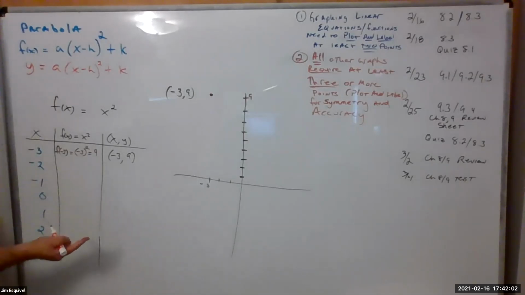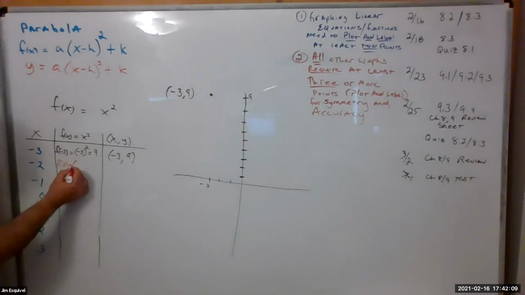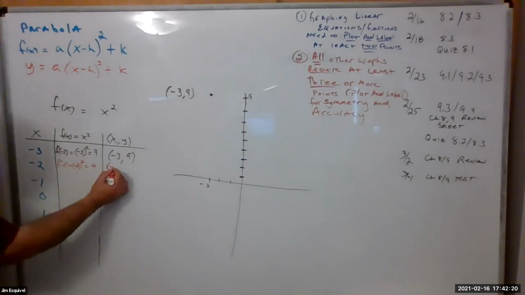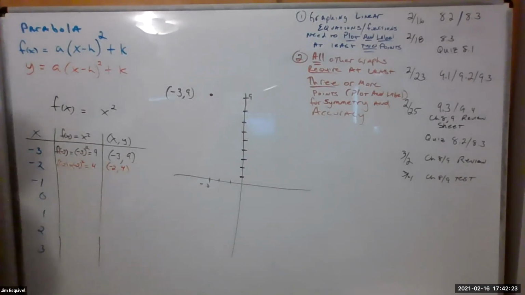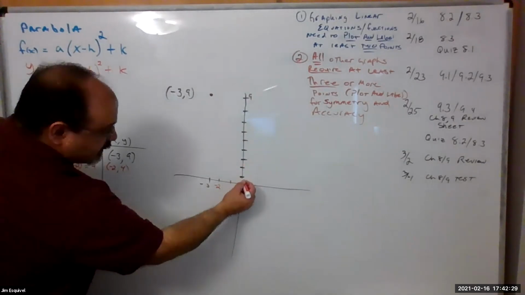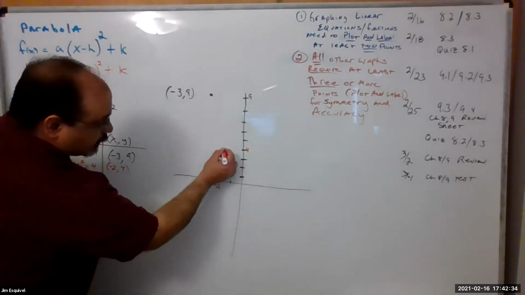And then we plug in -2. So f of -2. Parentheses, -2 is going to get squared. Negative times a negative is a positive. 2 times 2, that's a positive 4. So when -2 goes in, we get positive 4: 1, 2, 3, 4. So right here.